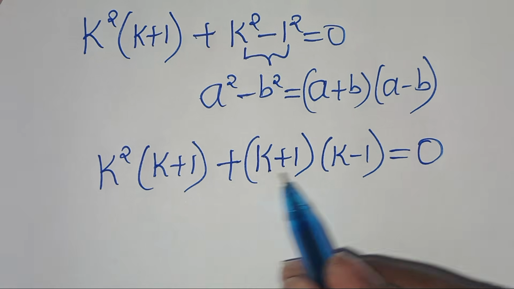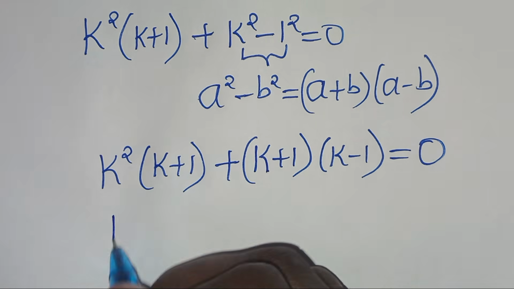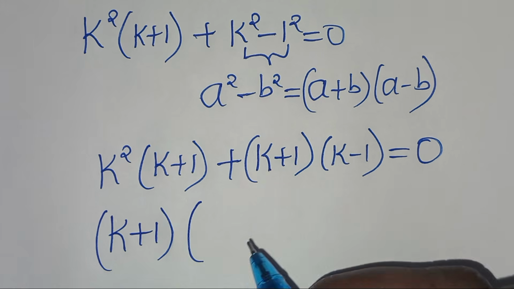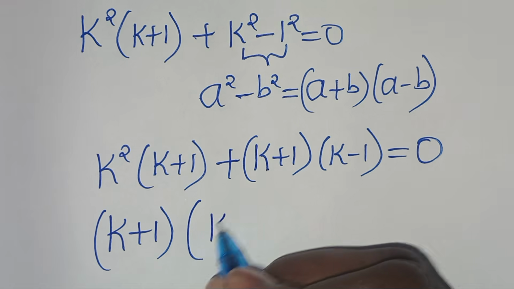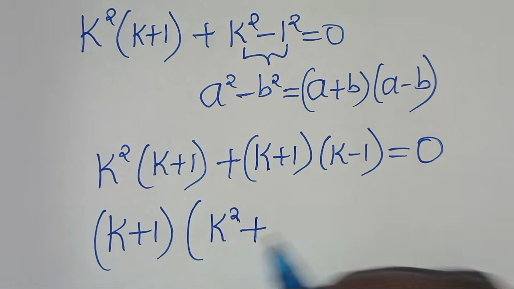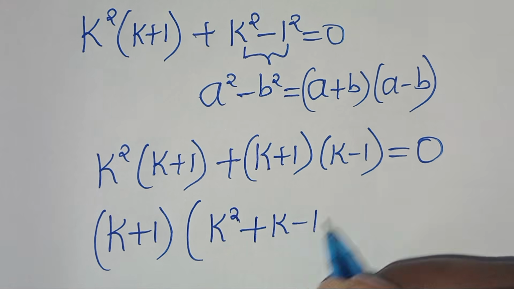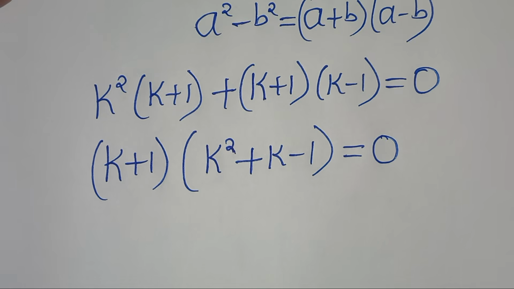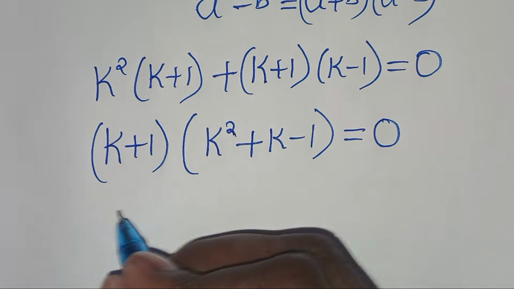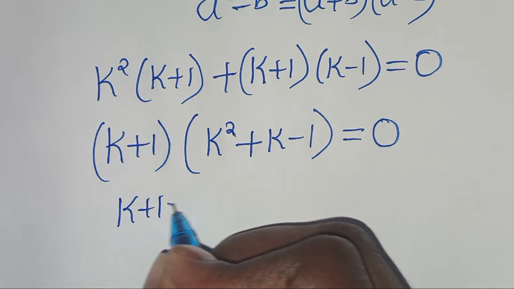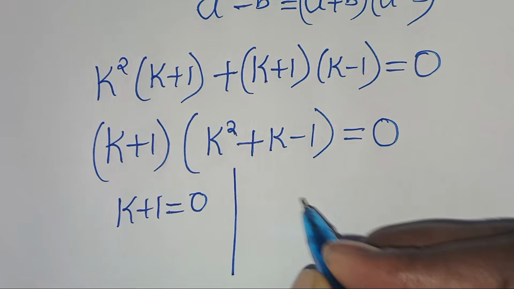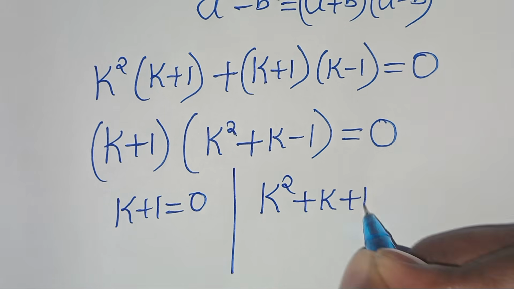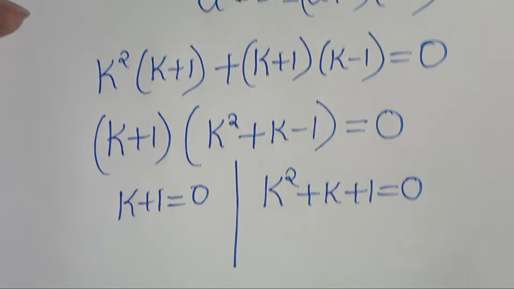Now, k plus 1 is common here, so we can factor out k plus 1 into the parentheses. This is k to the power of 2, then plus k minus 1, close the parentheses. This is equal to 0. We have got two parts here. We have k plus 1 is equal to 0, and then we have k to the power of 2 plus k minus 1 is equal to 0.